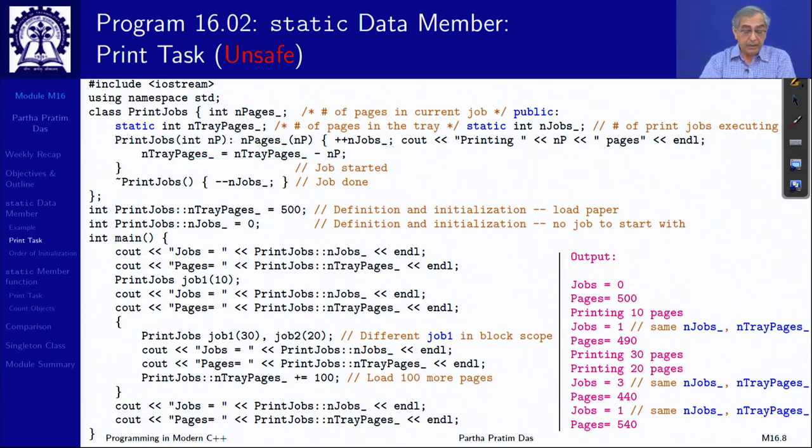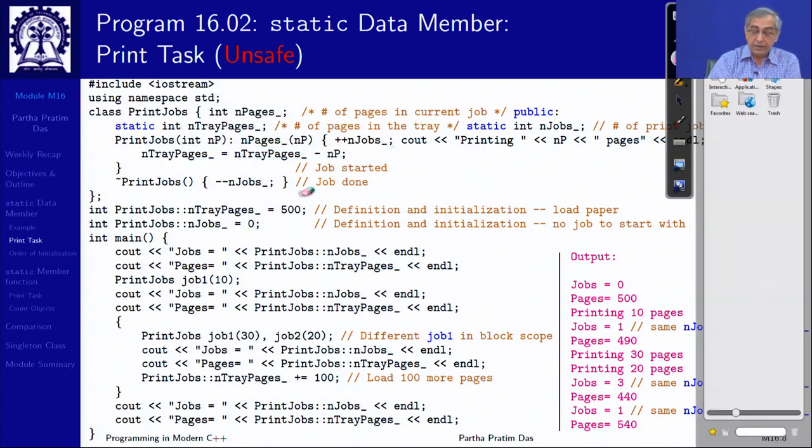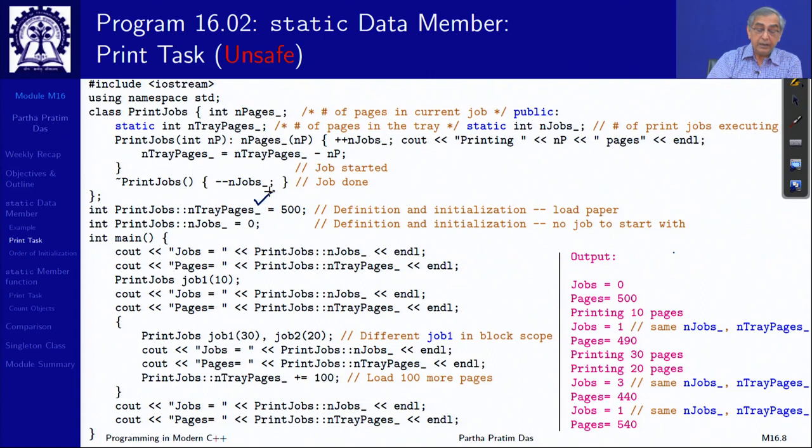So, with that, let us look at some of the initializations. This is the static initialization. This is the definition of n tray pages in the global qualified name, as I said, and we have initialized it to 500, assuming that initially 500 pages have been loaded. N jobs similarly is initialized to 0 because there is no job to start with. Then I initially print the number of jobs and the number of pages, 0 and 500 is what I get.